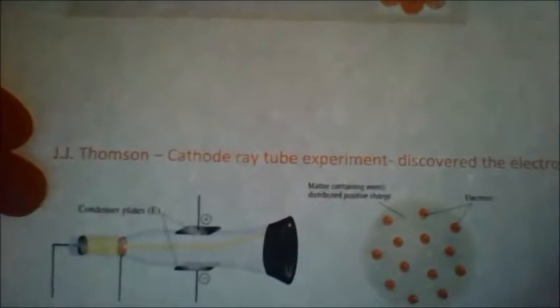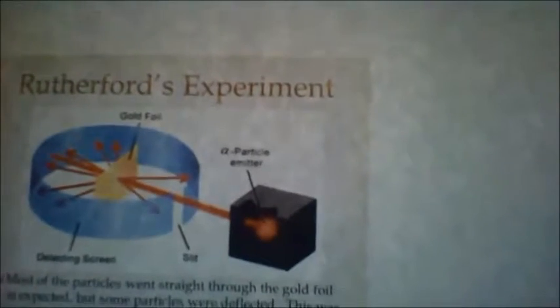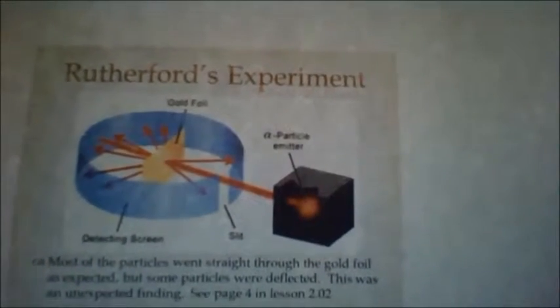Okay, the next model that we want to talk about is J.J. Thomson. He used the cathode ray tube experiment. Okay, he is credited for finding the nucleus. Not the nucleus, the electron. His model was known as the plum pudding model. Okay, and then we had Rutherford. His model is the gold foil experiment, okay, and he is credited for finding the nucleus through the gold foil experiment.